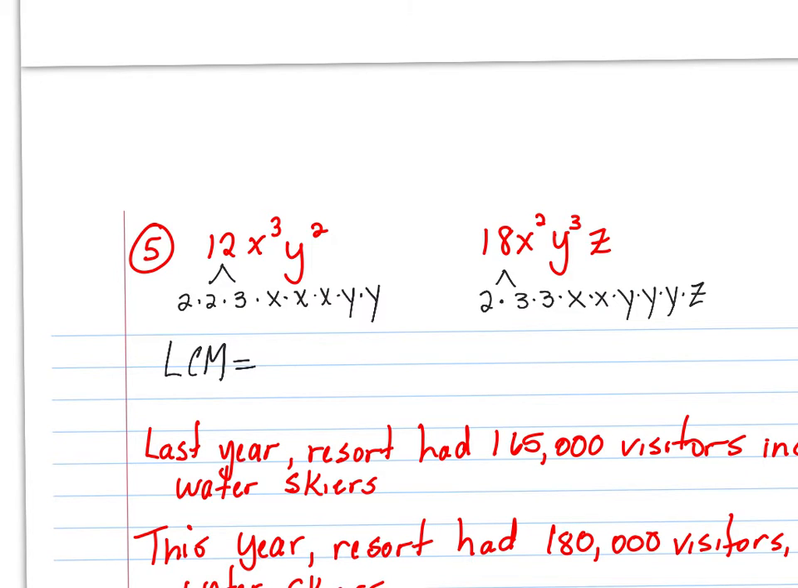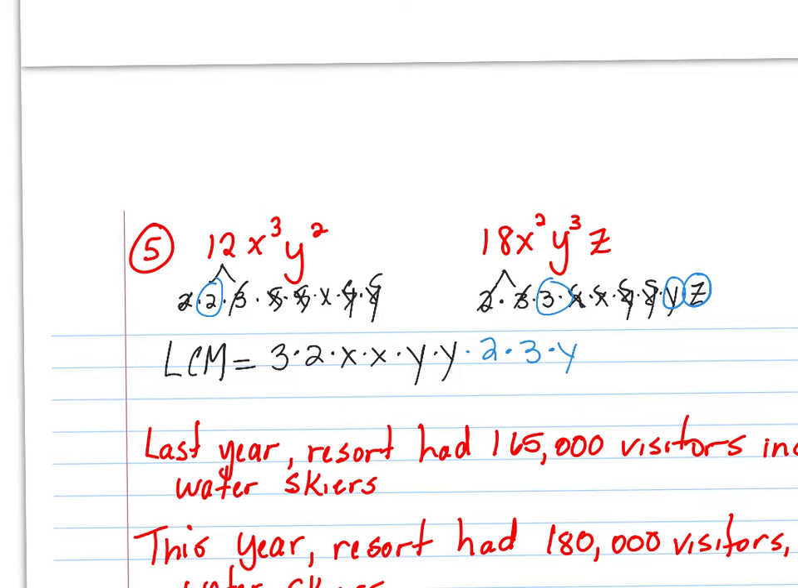They share a 3, a 2, 2 x's. And 2 y's. Okay, then circle everything else that they have left in their lists and put them on there. So did you put another 2, another 3, another y, and another z? And another x?